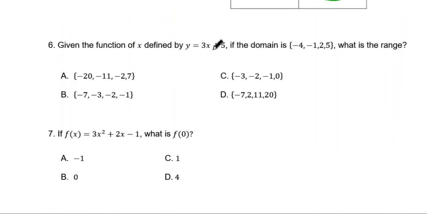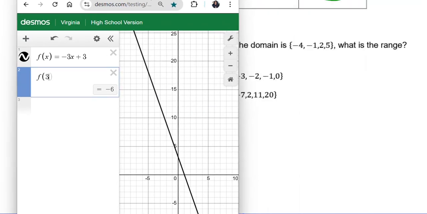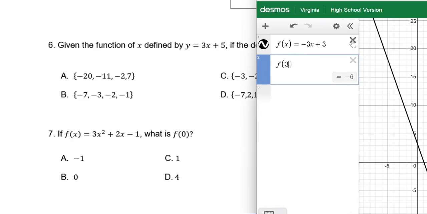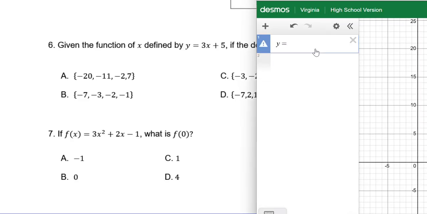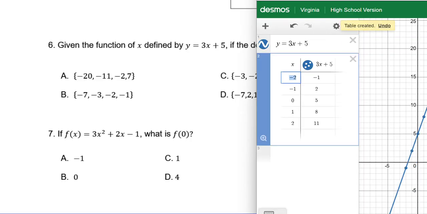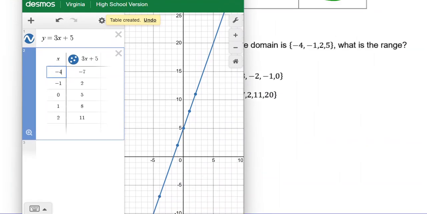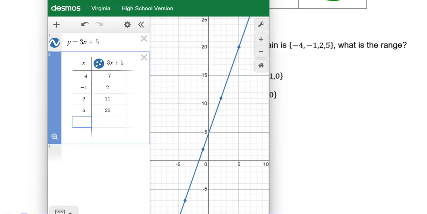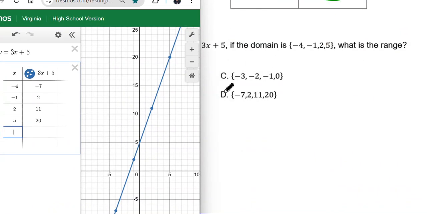All right, given the function f of x defined by y equals 3x plus 5, if the domain is this, what is the range? You can just turn it into a table. This is similar to the one we did earlier. Let me go ahead and plug this in Desmos. So y equals 3x plus 5. Turn it into a table. And then we're looking for a domain of -4, -1, 2, and 5. And then my range is -7, 2, 11, and 20. Right there.